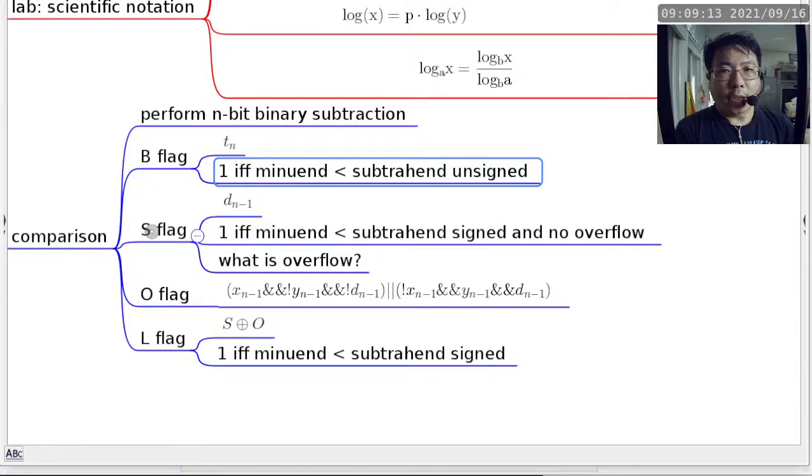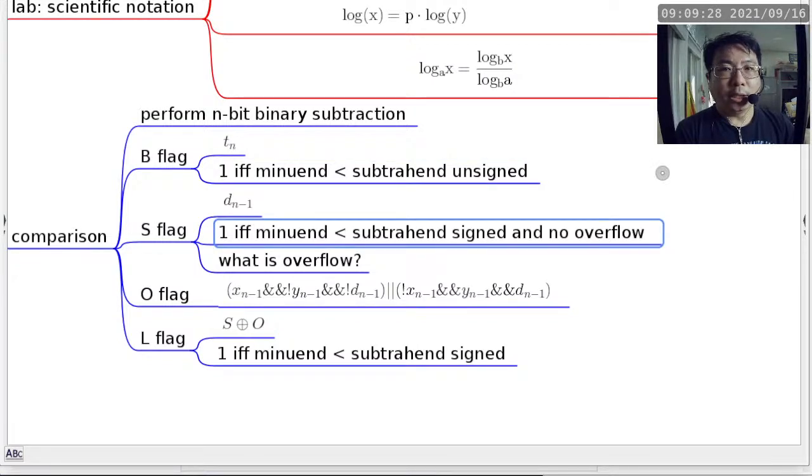The S flag is also very easy to define. It is the most significant bit of the difference, so it is d subscript n minus 1, because n minus 1 is the most significant bit of the difference, since we count from 0. So what does it mean? It is a little bit more complicated in this case. The S flag is a 1 if and only if the minuend is less than the subtrahend, signed, but it only works if there's no overflow.